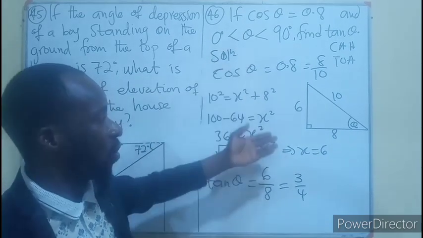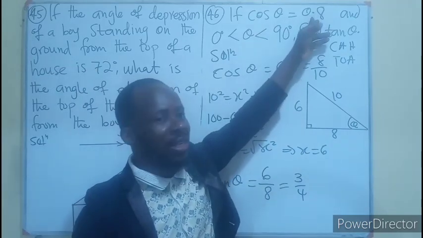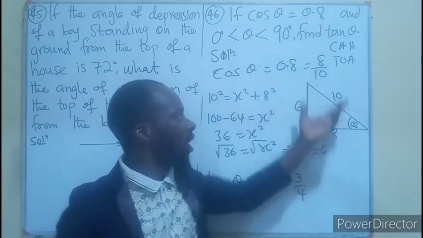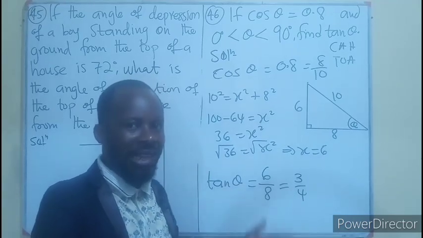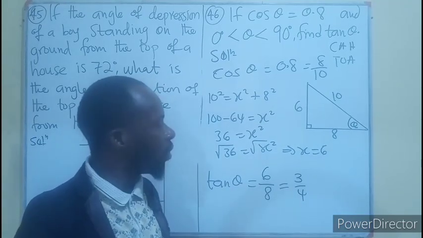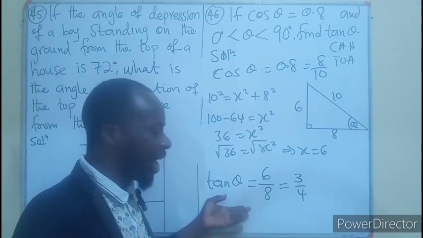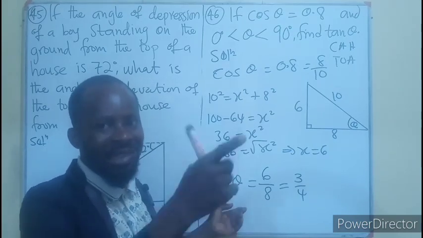So if you are given this, always try to change the decimal to a fraction in order to input into your right angle triangle. Use the Pythagoras theorem, find the other missing side, then you can find the tan and the sine from the same diagram.